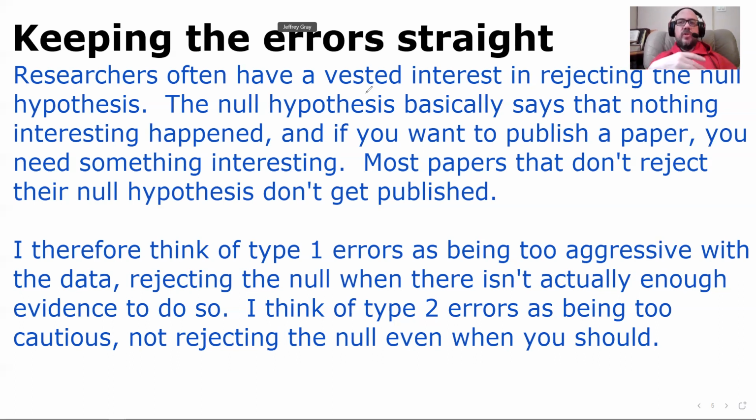But that is a way to think of it, is like type 1 error is rejecting the null hypothesis even when it's true, right? You're being too gullible, essentially. And type 2 is not rejecting the null hypothesis even though it's false. That's being too conservative, right? You're not seeing the pattern that's actually there, kind of thing.